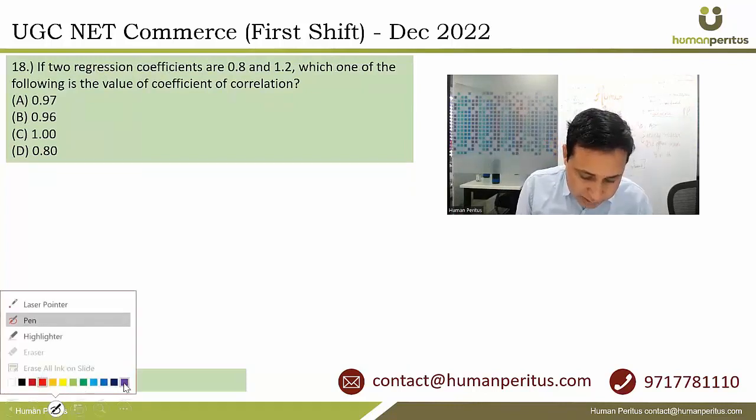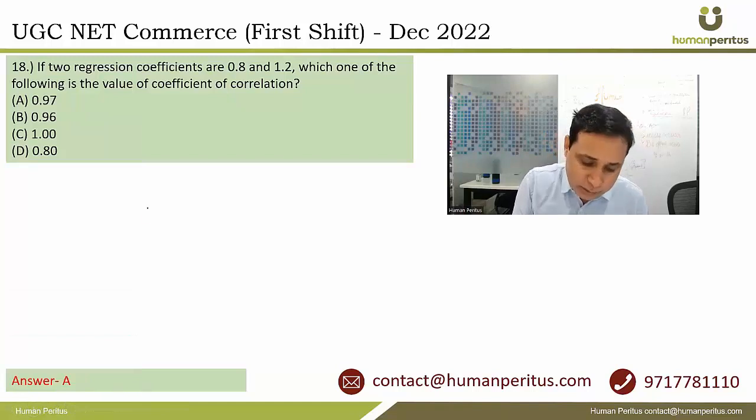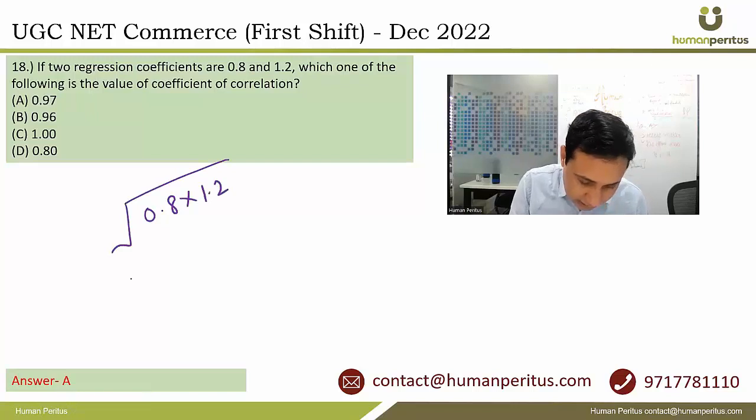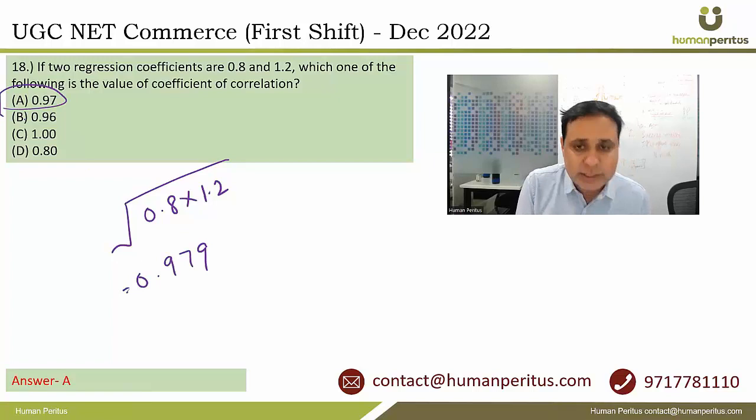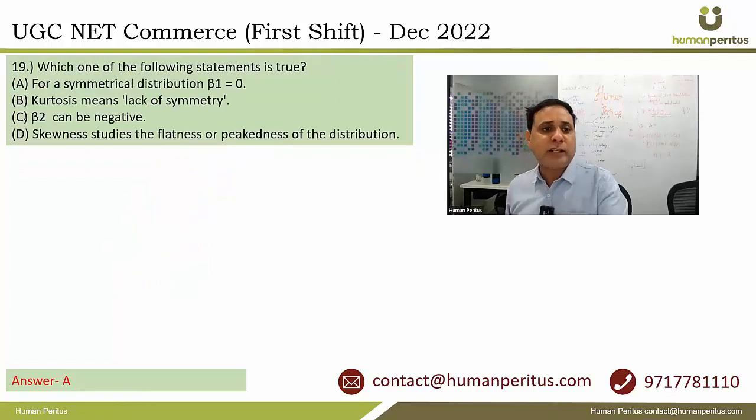If two regression coefficients are this, which is the coefficient of correlation? So coefficient of correlation is nothing but geometric mean of regression coefficients. So 0.8 into 1.2 का under root हम लोग करेंगे, and this comes out to be 0.979. Correct answer is A.